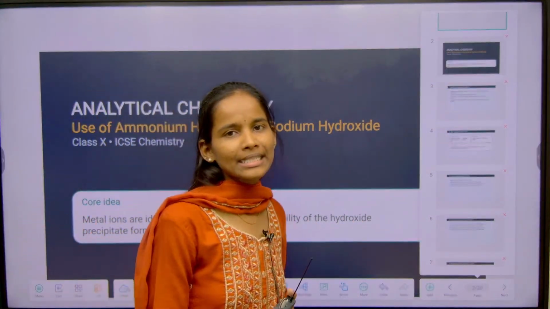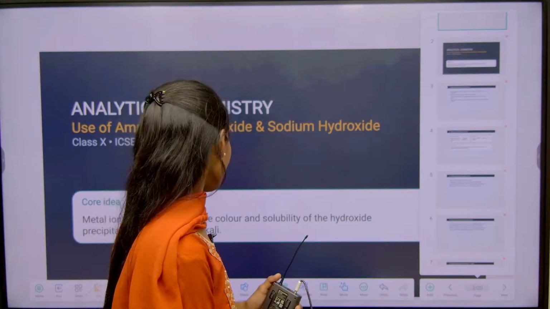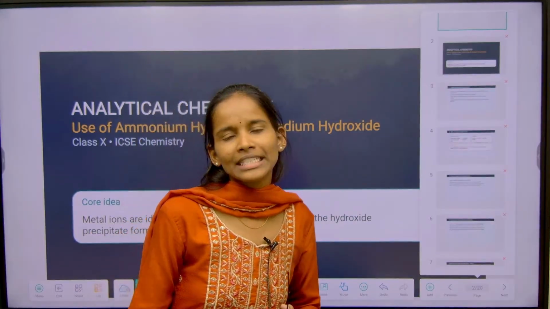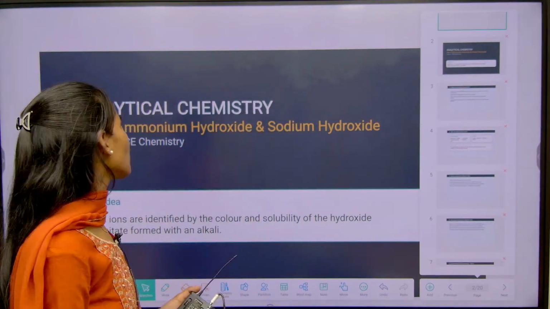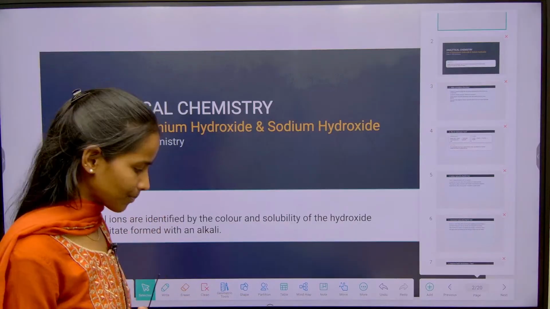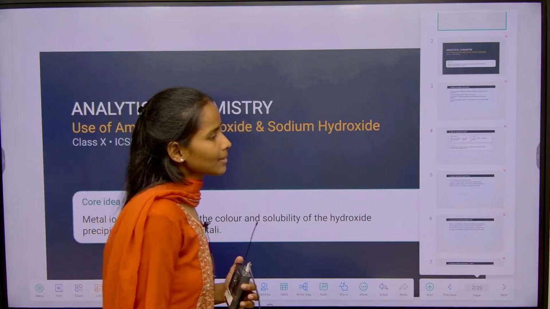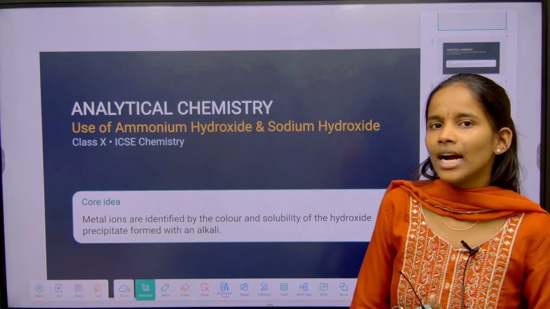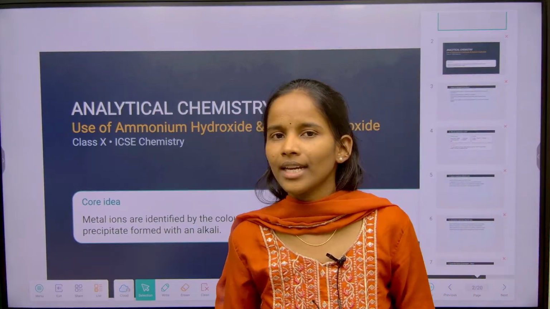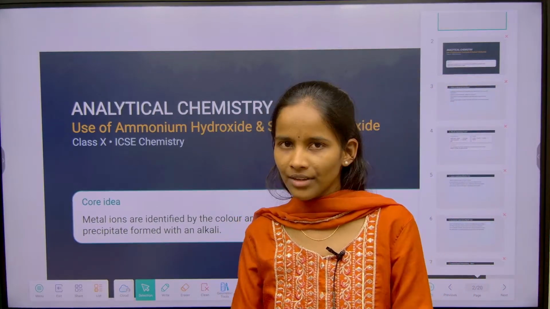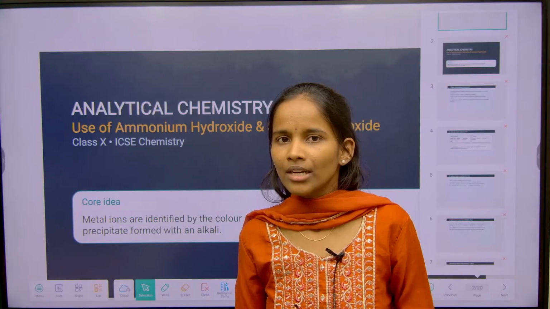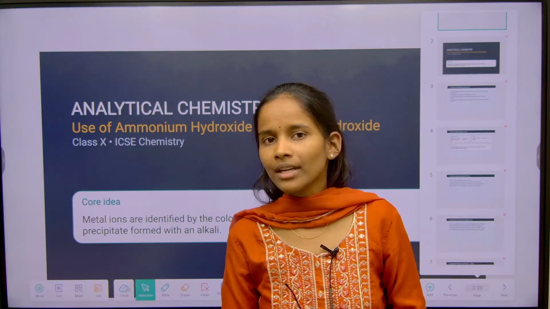Now in the last session we have completed different chapters. Today we are going to start analytical chemistry. In analytical chemistry we will learn how to identify if any ion is present in a given solution, what type of ion is present, what type of cation is present, we will find it.